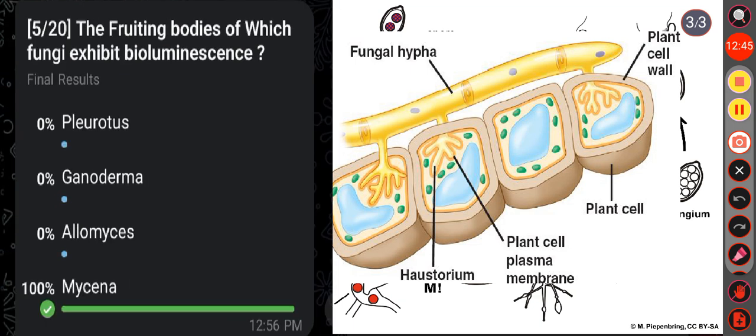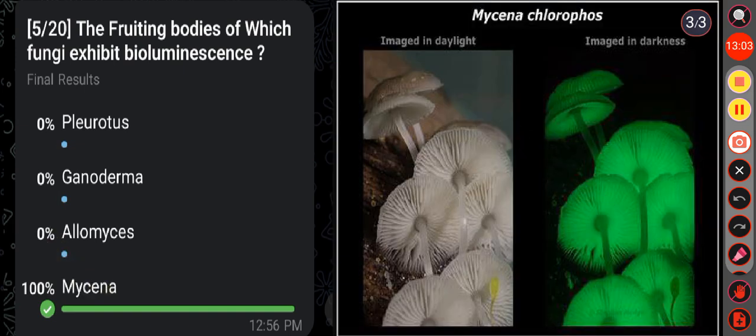Okay. Then next question, the fruiting bodies of which fungi exhibit bioluminescence? Option A, Pleurotus, option B, Ganoderma, option C, Allomyces, option D, Mycena. Here the correct answer is option D, that is Mycena. What is bioluminescence? We know it is a natural phenomenon where light is produced by living organisms. So here many species of Mycena exhibit bioluminescence in their fruiting bodies, particularly Mycena chloropus, which is known for its bright green glowing fruiting bodies. Okay. And some studies have also found that the mycelia of this genus can also exhibit bioluminescence.